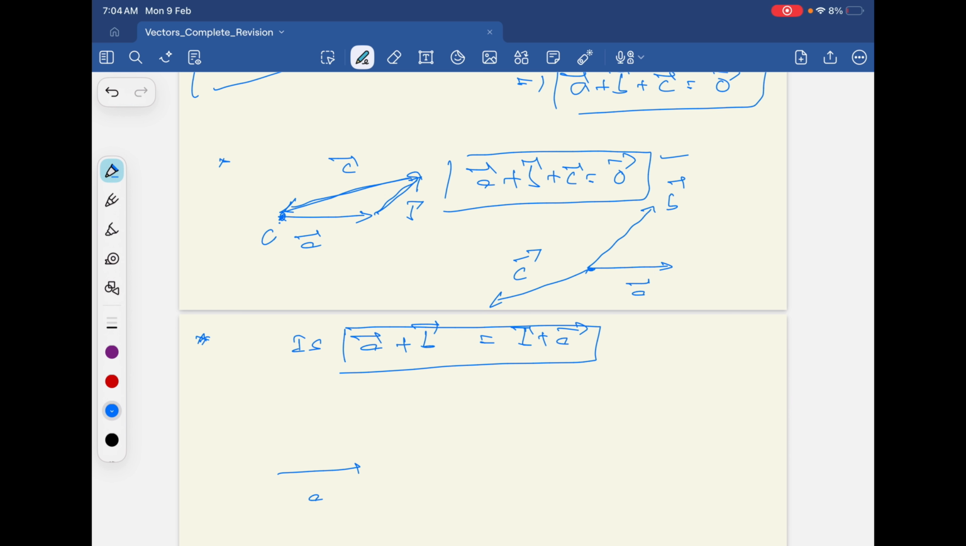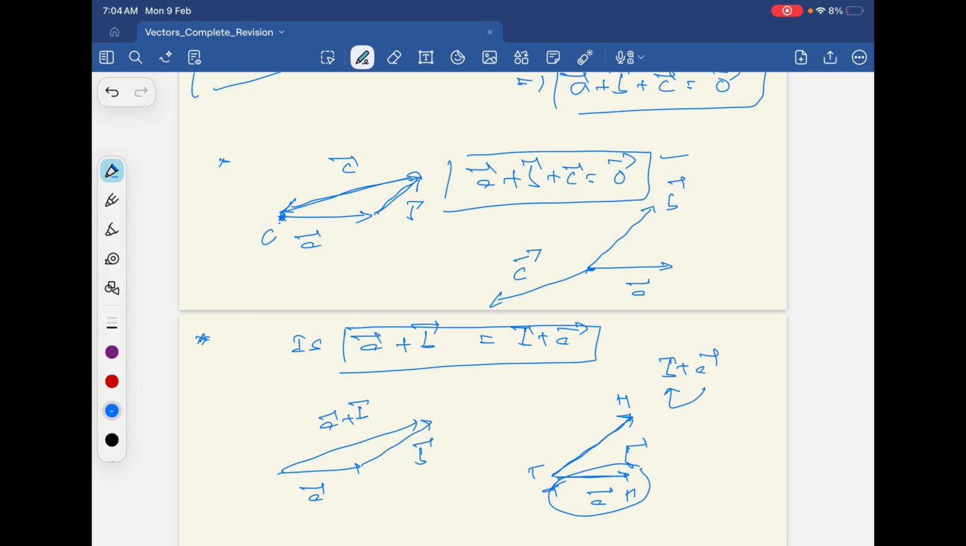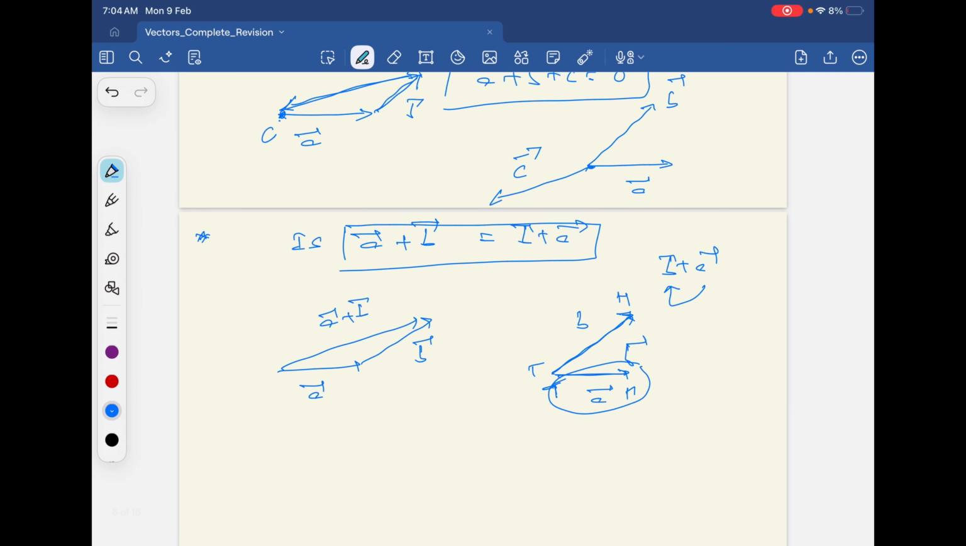So for example, you have A bar, and another vector B bar. A plus B is this one, but how is B plus A? B is pointing like this, and A is like this. B bar plus A bar means you are adding the A bar vector to B bar. So B bar you keep as it is, and you add A bar to it such that the tail coincides with the head of B bar. This is the tail, this is the head. You shift this vector parallelly so its tail coincides with the head of B bar.